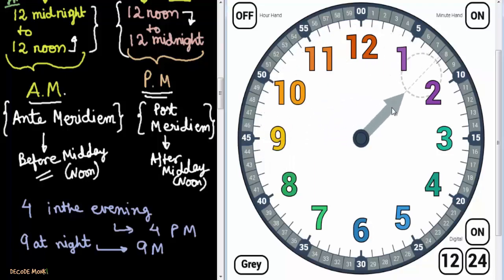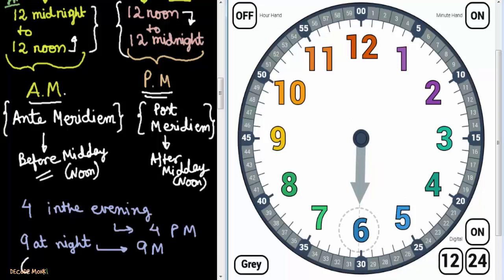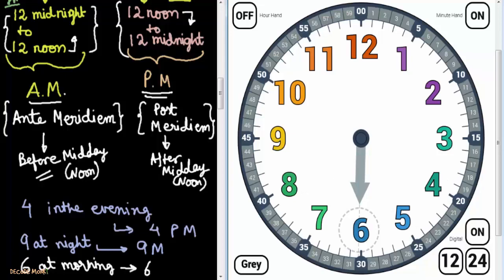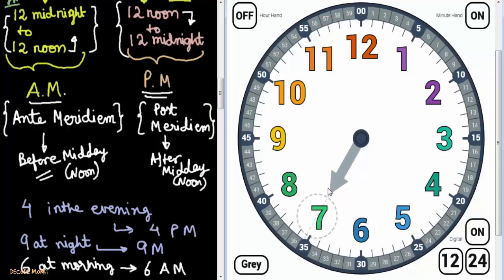Now, if you say I wake up at 6 o'clock in the morning, this time is in the first 12 hours. Please think over it, it's a time between 12 midnight and 12 noon. So 12 midnight, 1 at night, 2 during night, 3, 4 during early morning, dawn, 5 very early morning, then 6, early morning. So this can be expressed as 6 a.m. This is how the hour hand represents the hour.